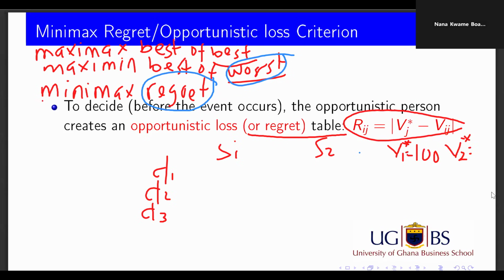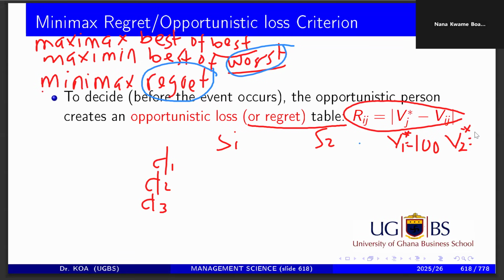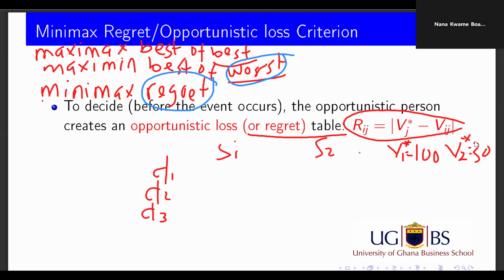Okay. So the V2 star, because it's column 2, is going to be the 30. So we now know the highest number. Remember, the star means they are the highest numbers in that column. Write it down. That's what the star means. So when I look at column 1, the highest number there is 100. Column 2, the highest number there is 30. Check the table.